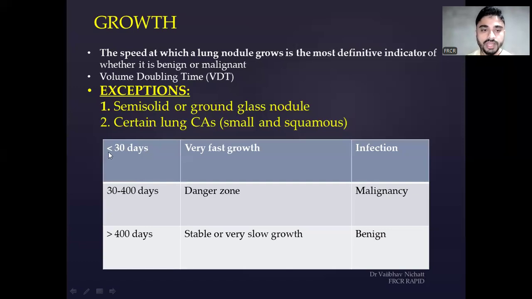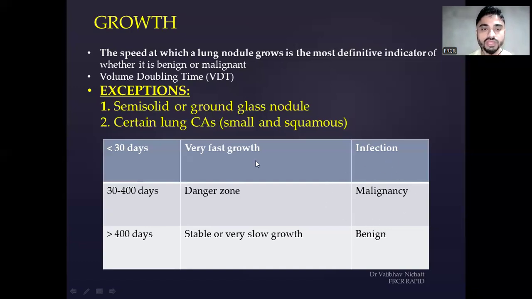If the volume doubling time is less than 30 days, that means the lesion is growing very fast, and it is usually seen in cases of infections. Now, if the volume doubling time is more than 400 days, that means there is very slow growth, or maybe a stable growth, and usually this is a marker of a benign lung nodule. Now, there is an in between. If the lung nodule is growing in more than 30 days but less than 400 days, that means it is a danger zone, where you have to raise a possibility of malignancy.